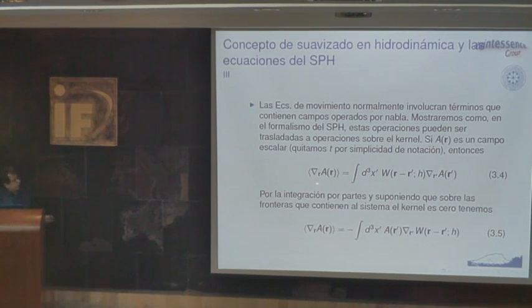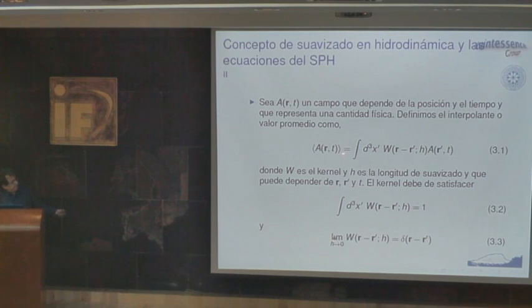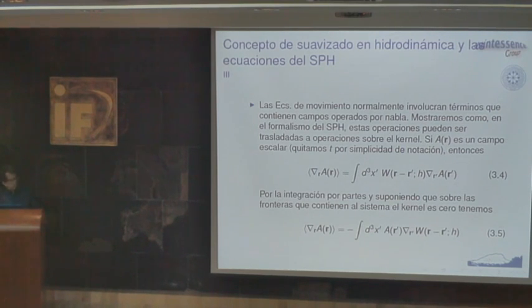Then another important thing is that in the hydrodynamic equations the fields normally are operated on with the nabla: gradient, divergence or rotational. The important thing is that this operator is written according to the definition of the smoothed version of A, but using integration by parts, we can translate this operator to the kernel. So this is the most important thing.